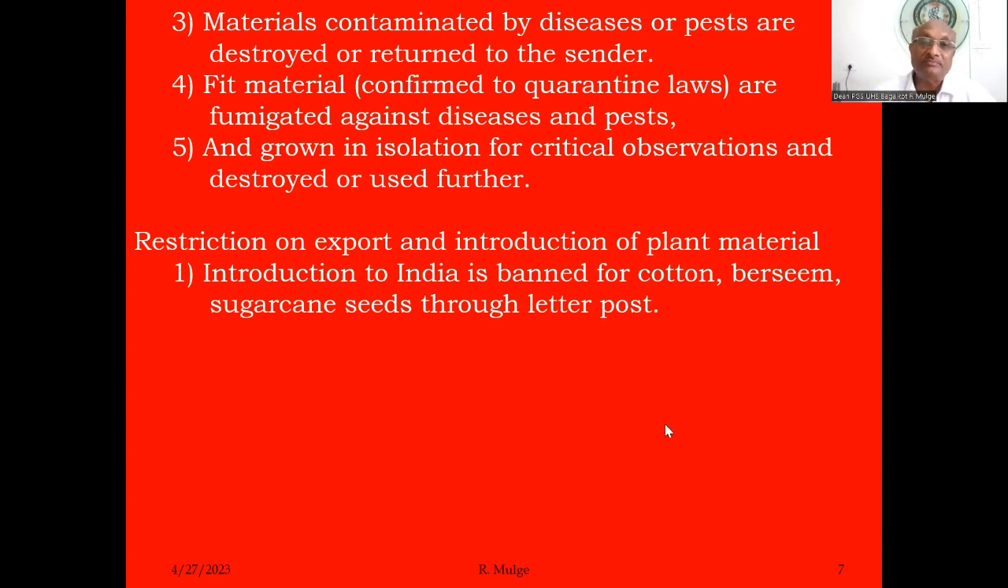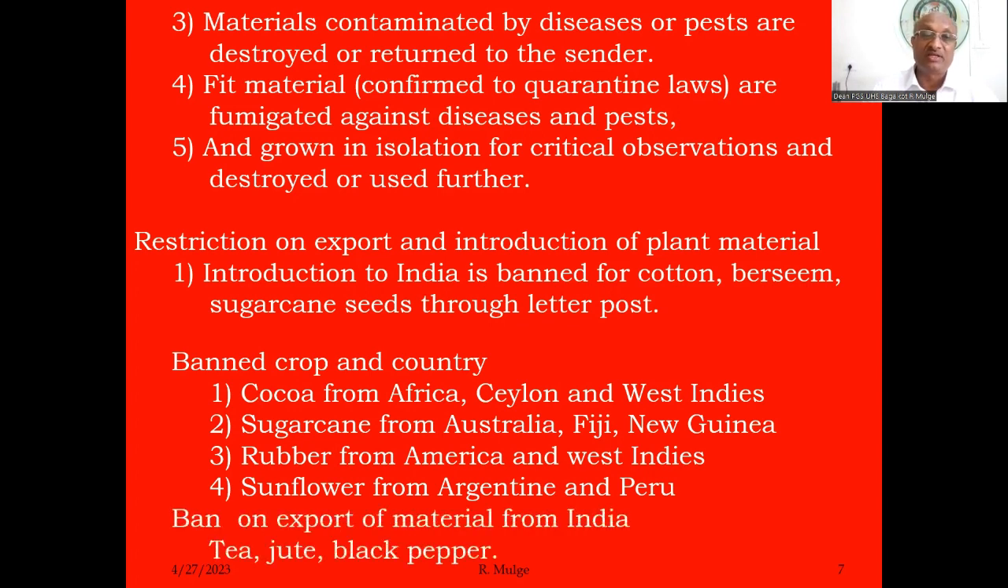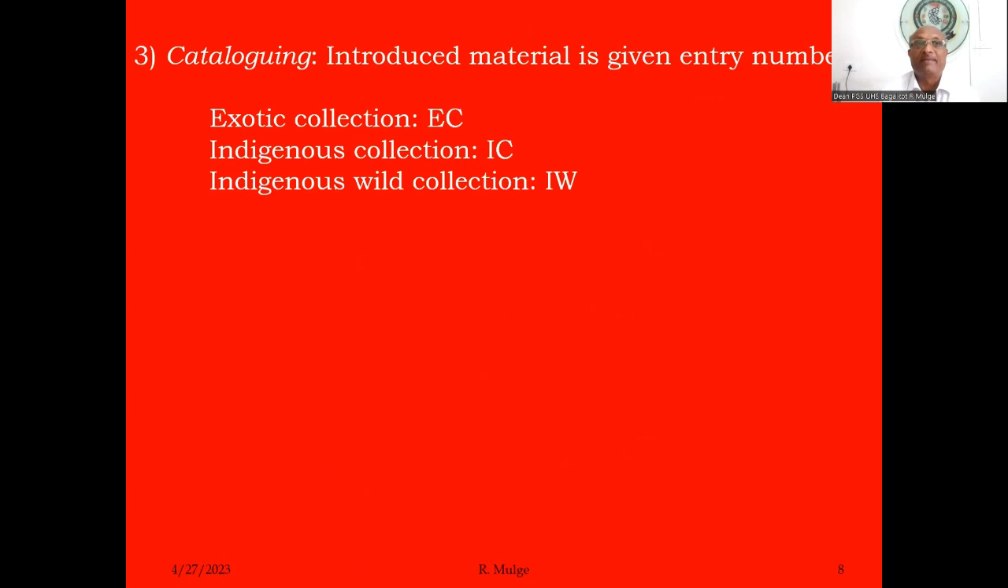And then banned crops and countries: cocoa from Africa, Ceylon and West Indies; sugarcane from Australia, Fiji, New Guinea; rubber from America and West Indies; sunflower from Argentina and Peru. Because already we have that, it's dangerous. Any kind of quarantine you do, it's difficult. That's why it is straight away banned. You cannot import these crops from those specific countries. There is also a ban on export of material from India; we cannot export tea, jute, and black pepper because of certain problems prevailing in that crop in that country.